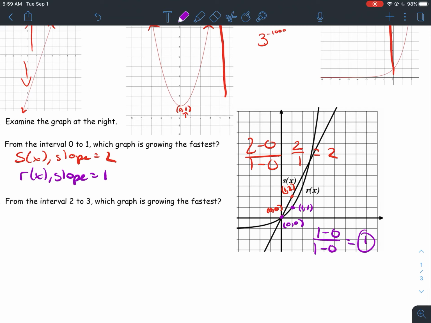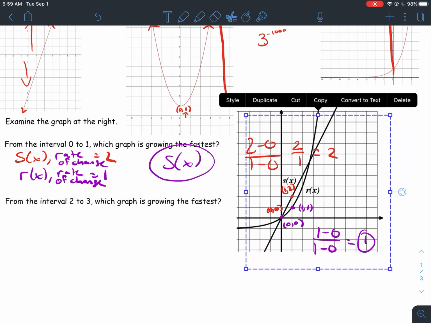So on that interval, which graph is growing the fastest? Well, r of x is growing, or oh my goodness, no it's not. S of x is growing the fastest because that has the largest slope. All right, largest rate of change. I guess actually that would be a better way to write that: rate of change.